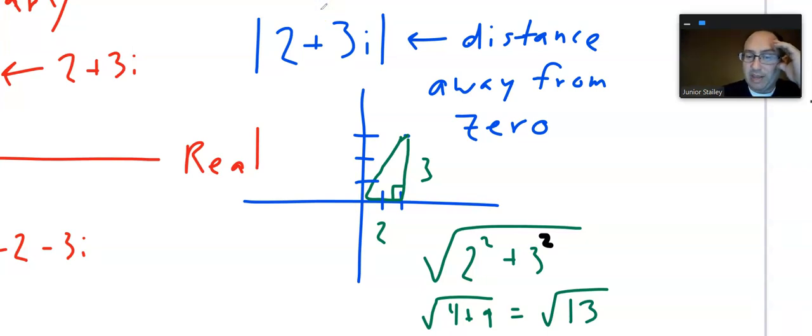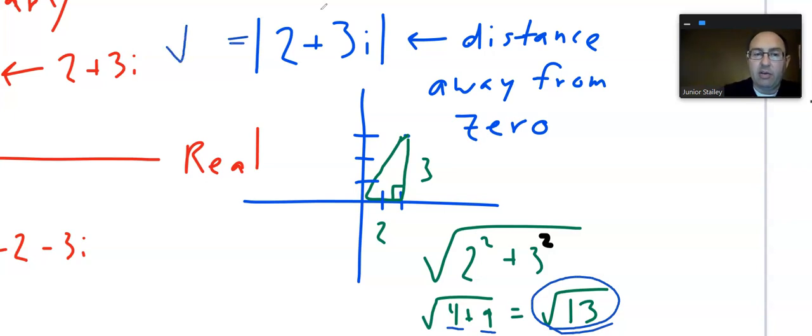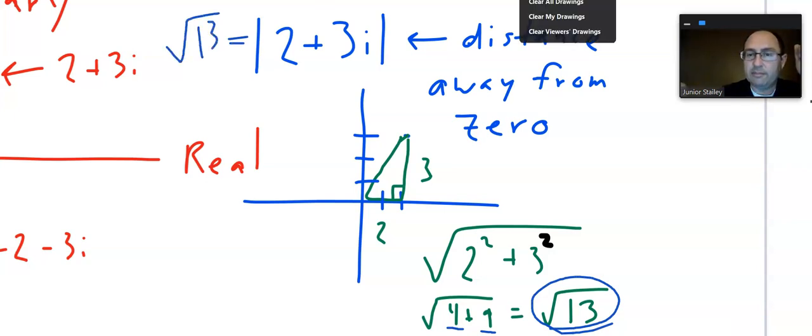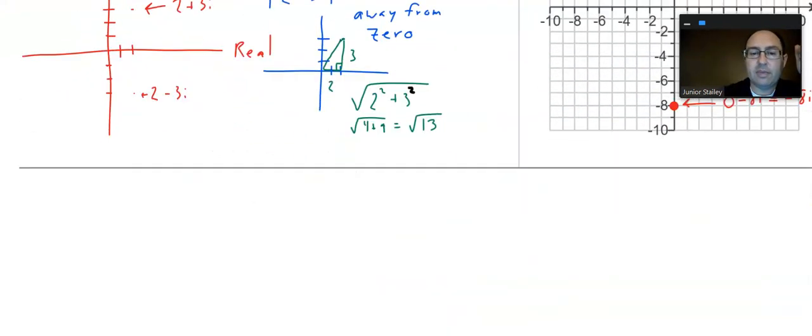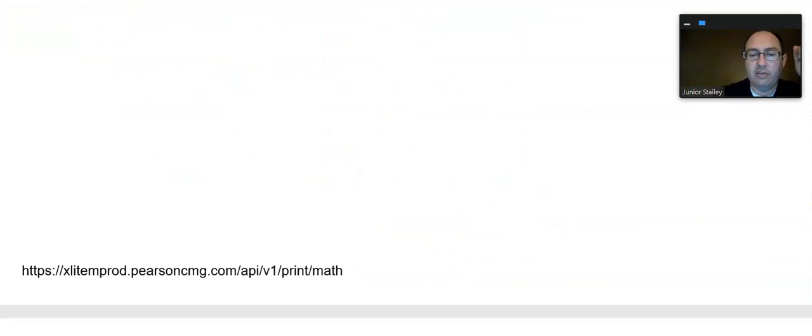Because it should be the Pythagorean Theorem, right? A squared plus b squared equals c squared. It really is that simple, right? So we got 4 plus 9, and then we get square root of 13. So that is the absolute value, the square root of 13. It's the distance away from the origin. So, some of those are easier than others.